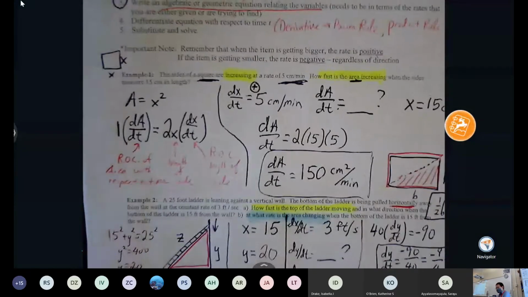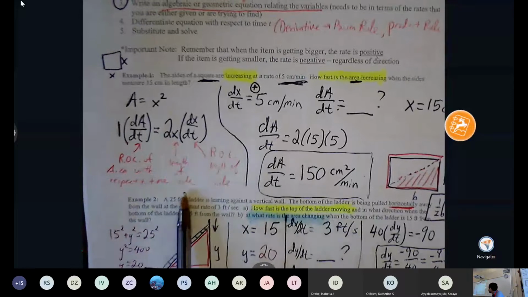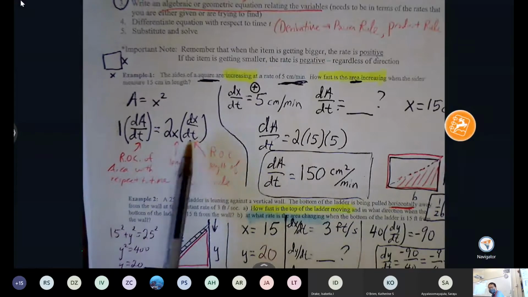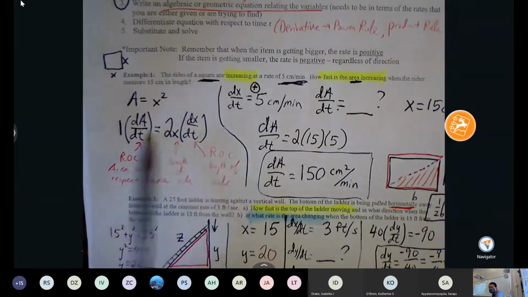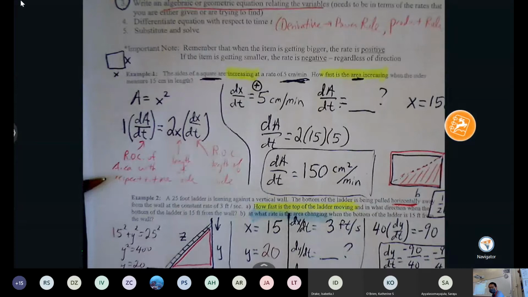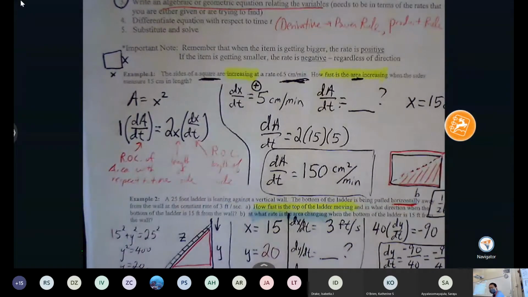Now, each of these variables represents something for our problem. x represented the length of the side. dx dt represented the rate of change of the length of the side. So basically, this tells us how fast the side length of our square is changing. dA dt tells us how fast the area of the square is changing with respect to time. So we know we have 3 variables, and we want to read the problem to see what information we have and what information we're looking for.